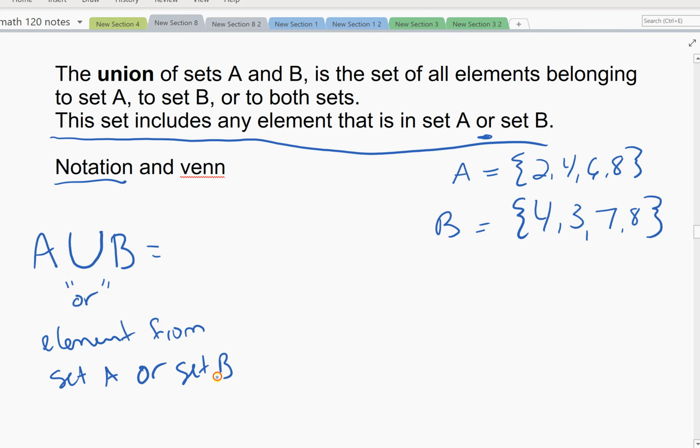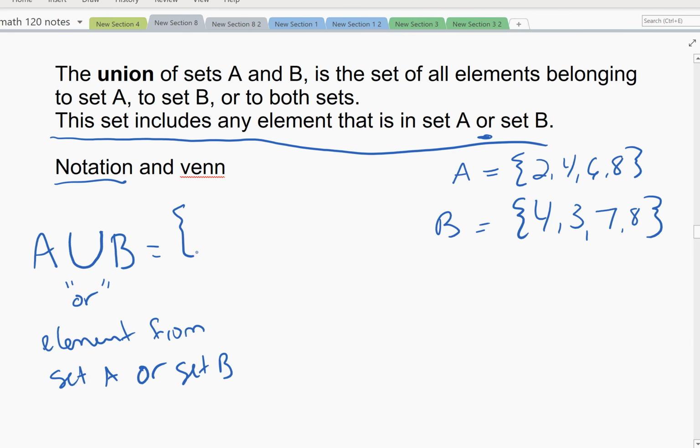And again, making sure not to count anybody twice. They share elements, but they share 4, right? But you only include one 4. There's only one 4 in the real numbers. And so we don't put two 4s in there, we just put one 4 in there.